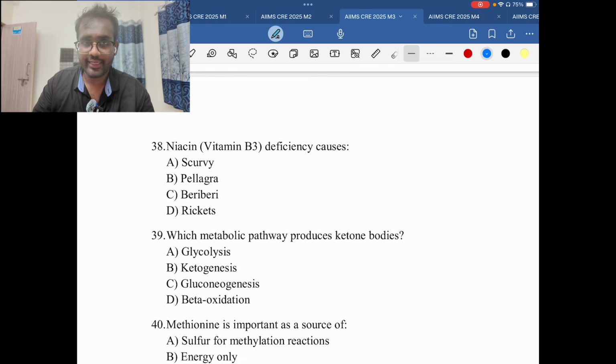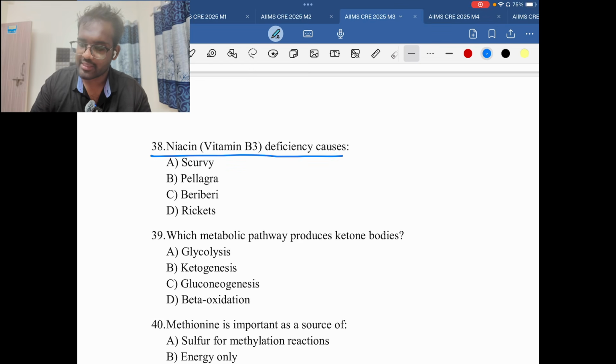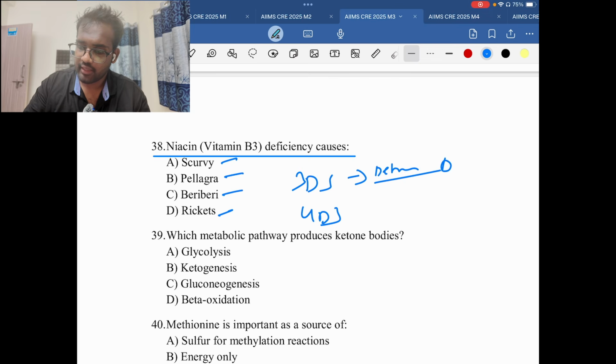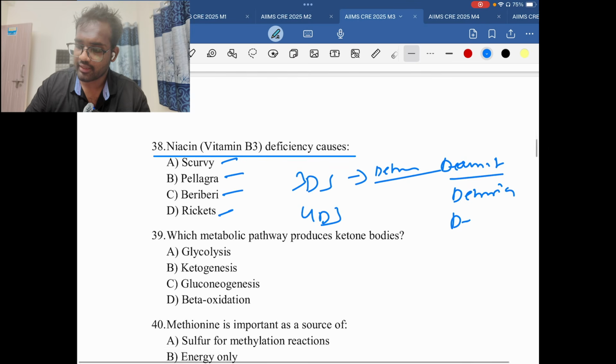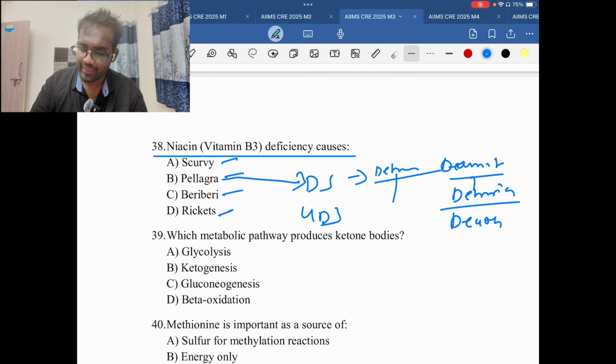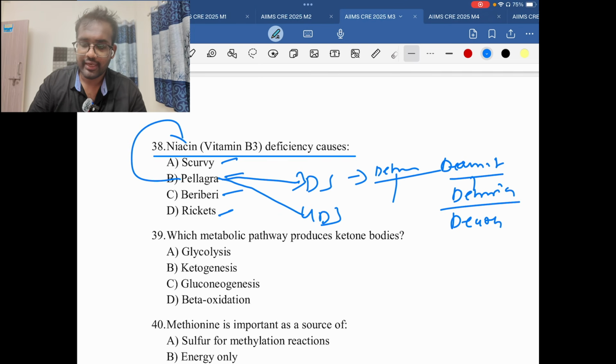Question number 38. Niacin, vitamin B3 deficiency causes scurvy, pellagra, beriberi, or rickets. This has been repeated many times because it is a very important question. They will ask whether it is pellagra, or they will ask for 3Ds or 4Ds. The 3Ds are dementia, dermatitis and diarrhea. If they ask 4Ds, you just need to add death at the last. These 4Ds or 3Ds are related to pellagra. The disease pellagra is caused due to niacin deficiency. So always remember that. The answer will be B, niacin.